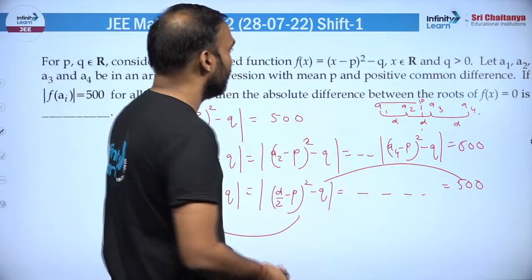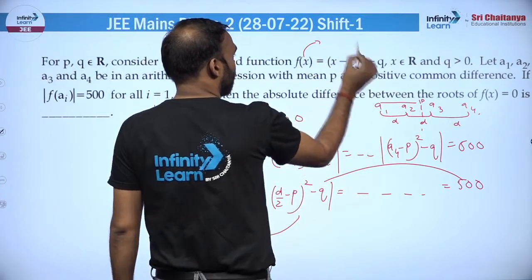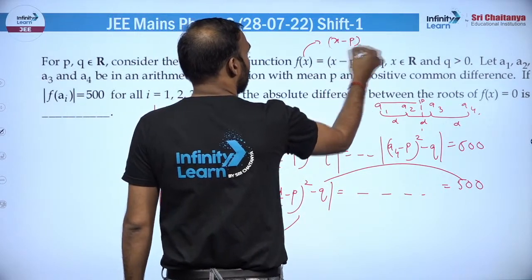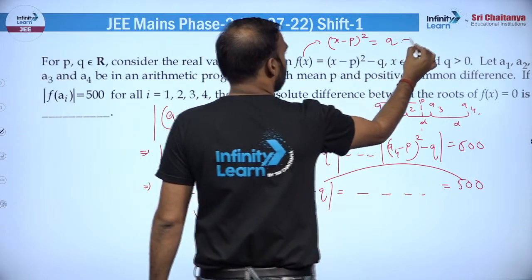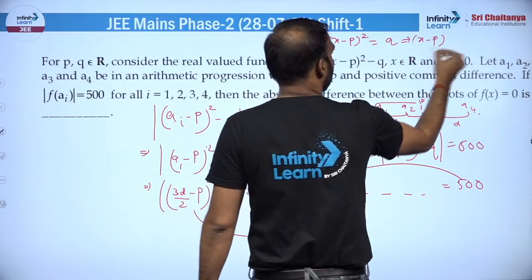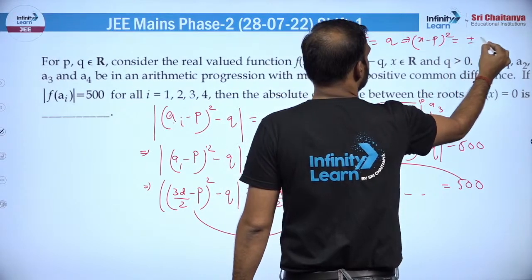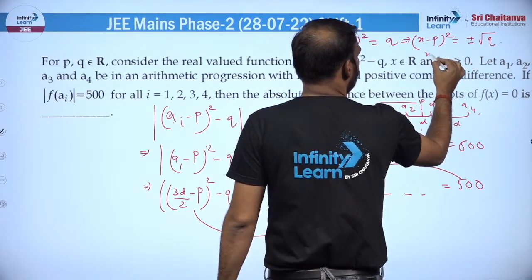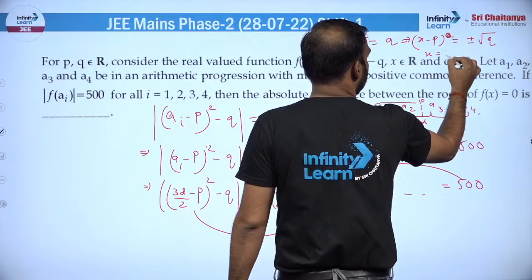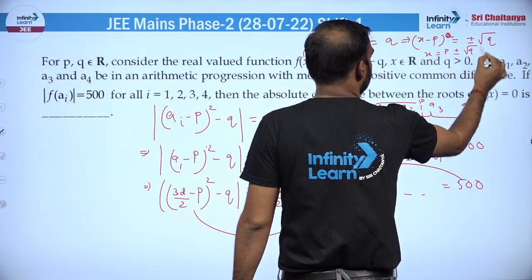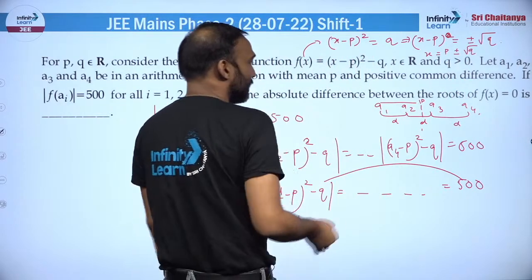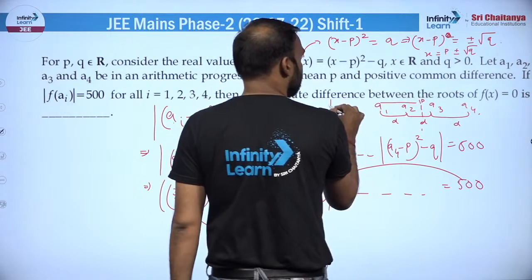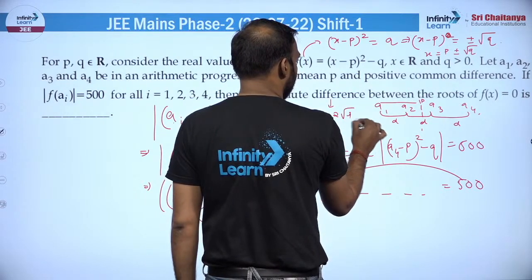absolute difference between the roots. Now what are the roots of f(x)? (x minus p) whole square is equal to q. So from here we can say (x minus p) whole square is equal to plus minus root q. So x is equal to p plus minus root q. So if I take the absolute difference between the two roots, my answer is 2 root q.